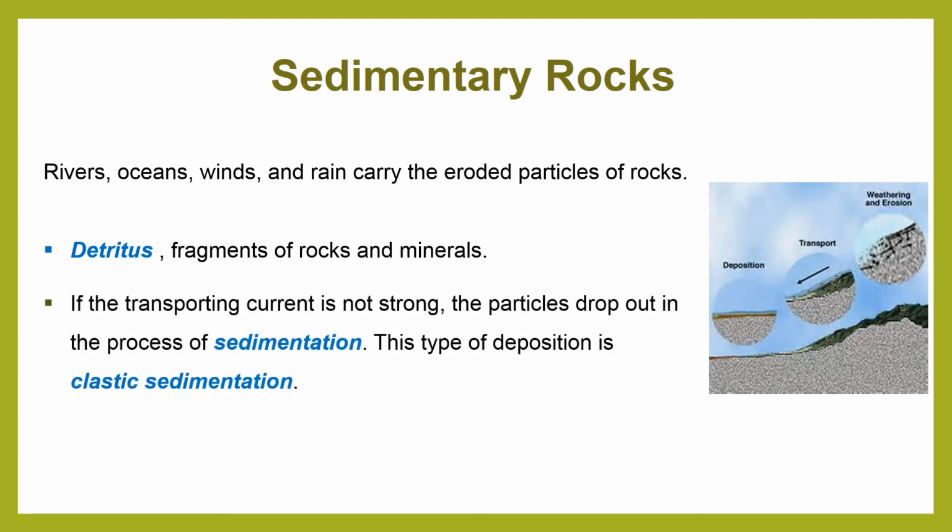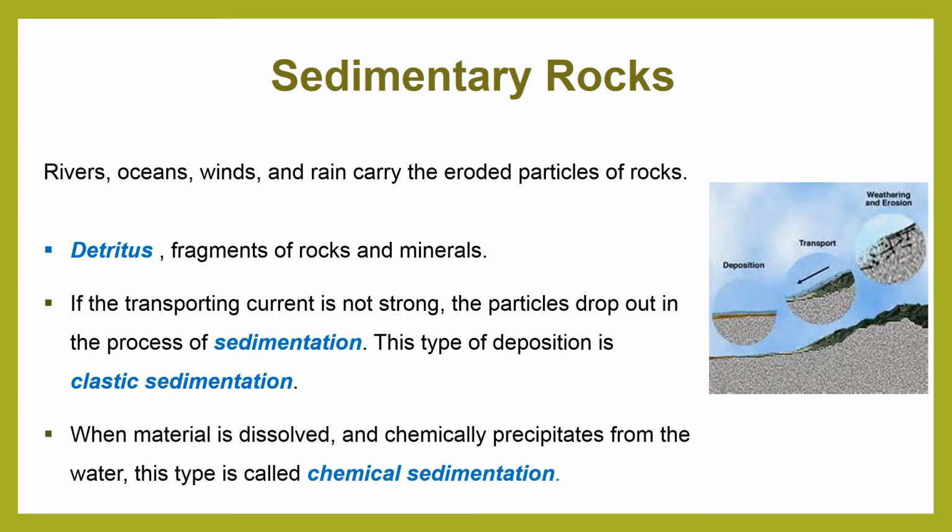And if the transporting current of this water is strong enough, the particles will drop out in the process of sedimentation. This type of deposition is clastic sedimentation. So the first type of sedimentary rocks here is clastic sedimentary rocks.